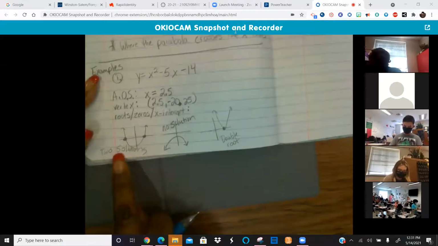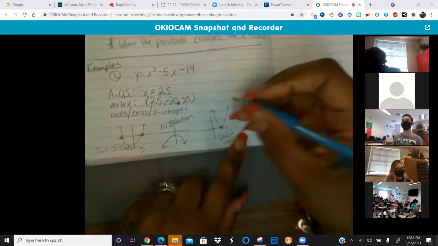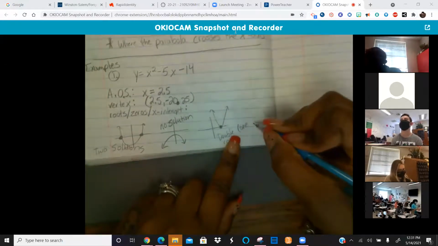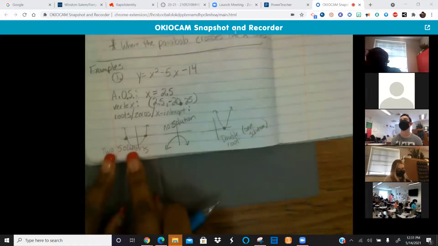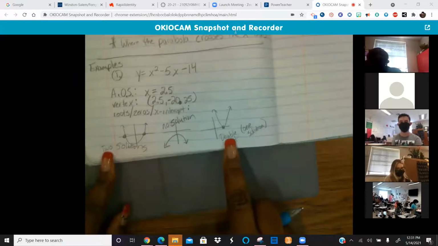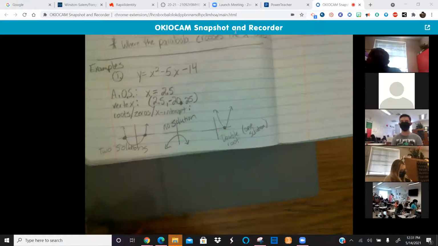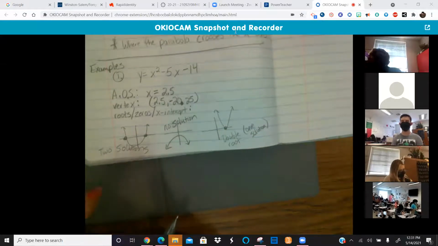That you have 2 solutions here, and this is also 1 solution, sorry, because it's only 1 point. You have 2 solutions here, no solution because it doesn't cross, or a double root, which is a 1 solution, which means it crosses at 1 point. Seems kind of weird to call it a double root, but you'll understand more when you start solving them, okay?